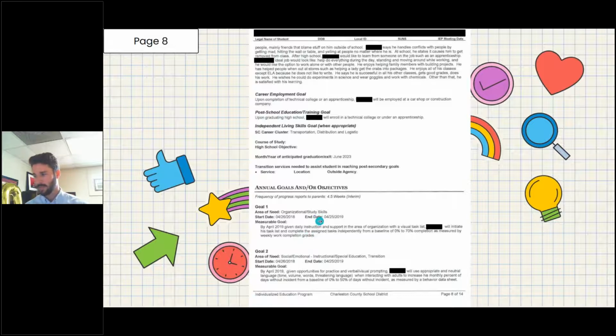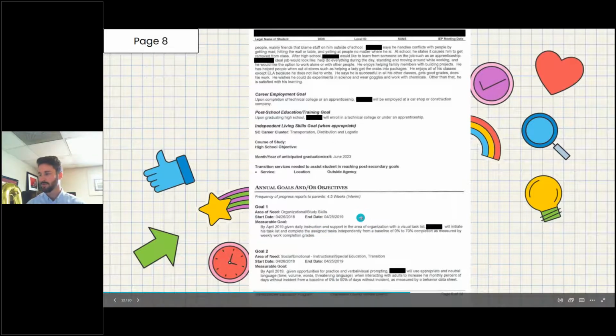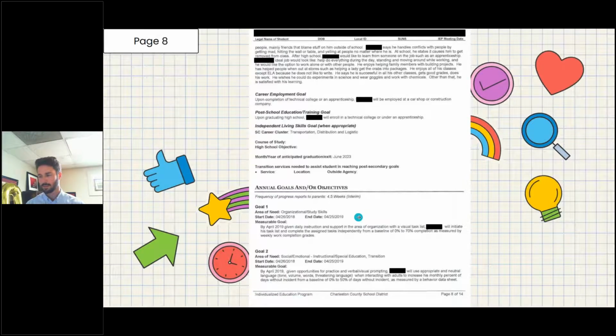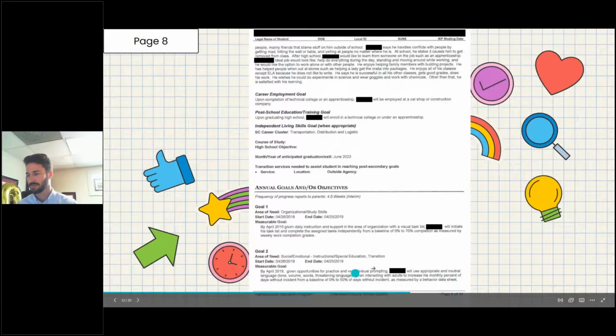By April 2019, given opportunities for practice in verbal visual prompting, take a beat there. What the hell does that mean? The student will use appropriate and neutral language, tone, volume, words, threatening language, when interacting with adults to increase his monthly % of days without incident from a baseline of 0% to 50% of days without incident, as measured by a behavior data sheet. All right, here we go. Look at these lovely run-on sentences, right? You gotta take a breath multiple times through these things.